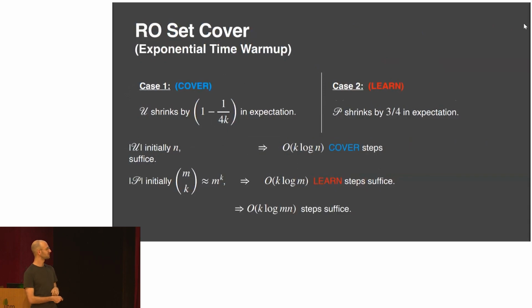Meaning that after I've done either k log n of these blue steps, which I'm calling cover steps, or k log m learn steps, the red steps, then I'm definitely done. So if I do k log m plus k log n, then I'm definitely done. That's it. Any questions?